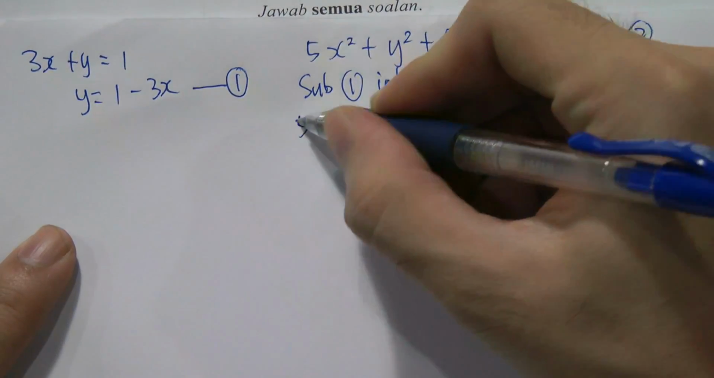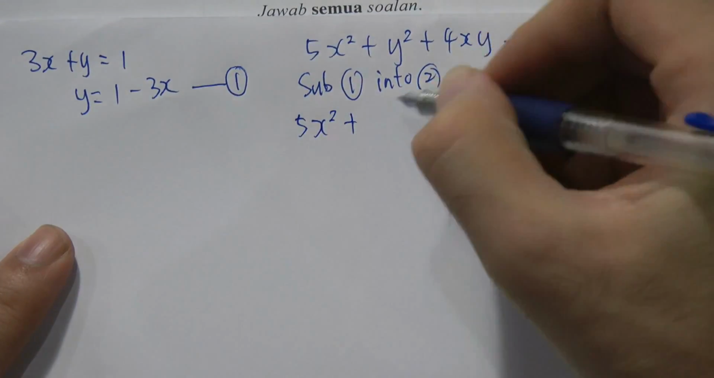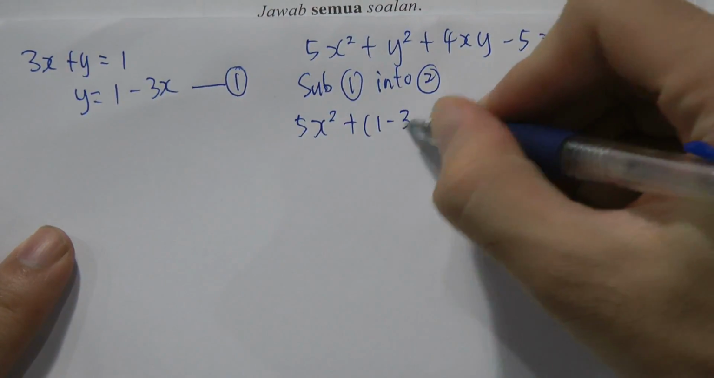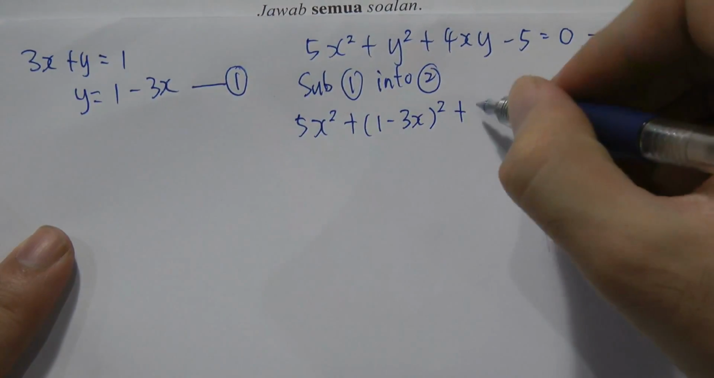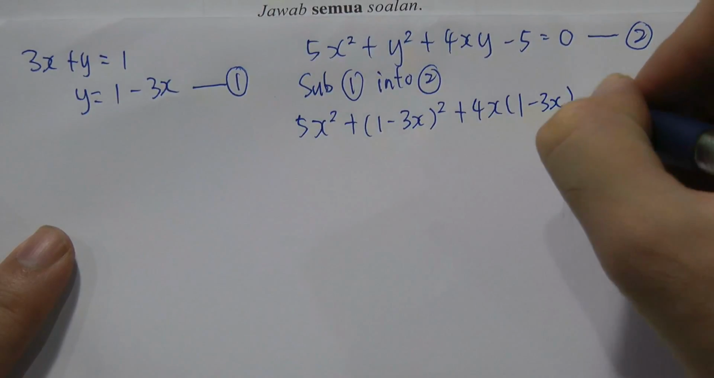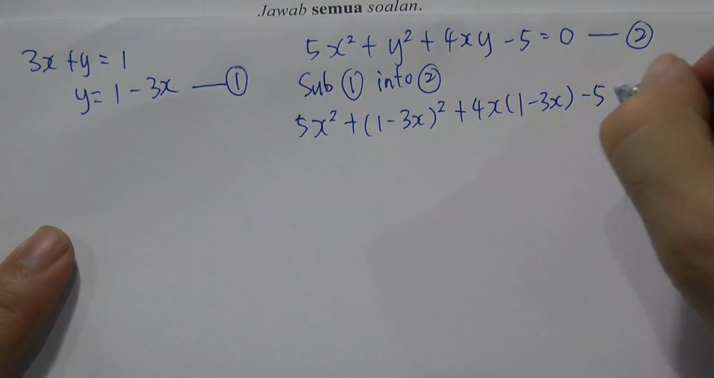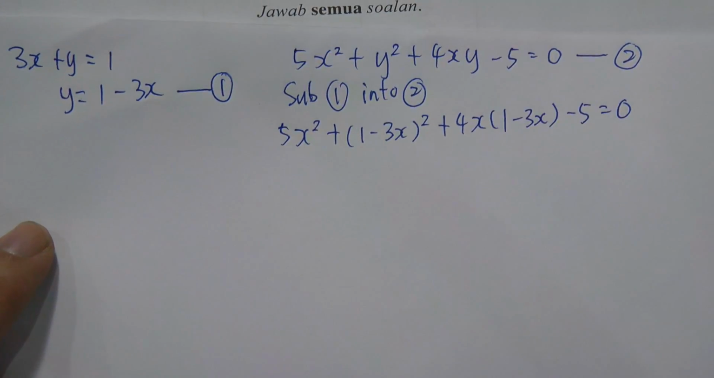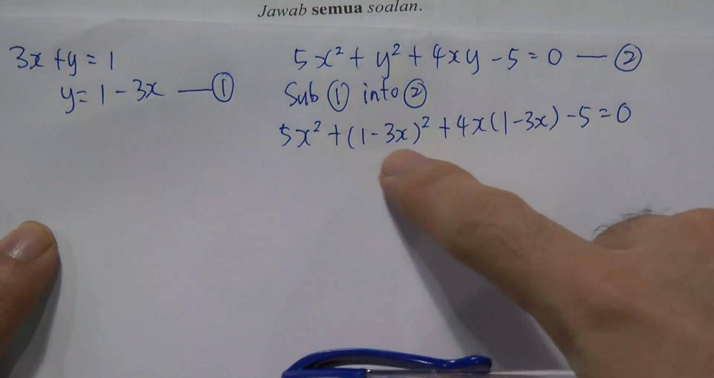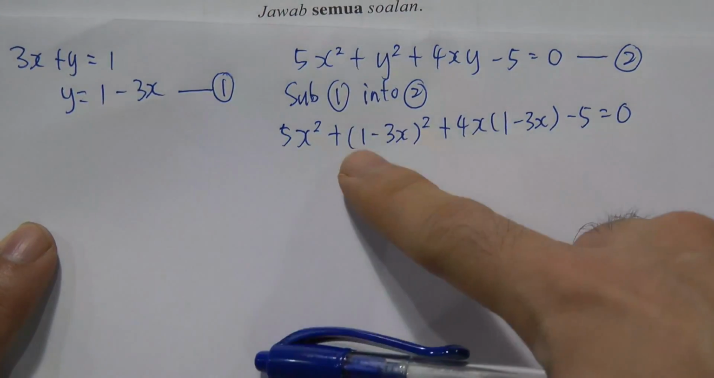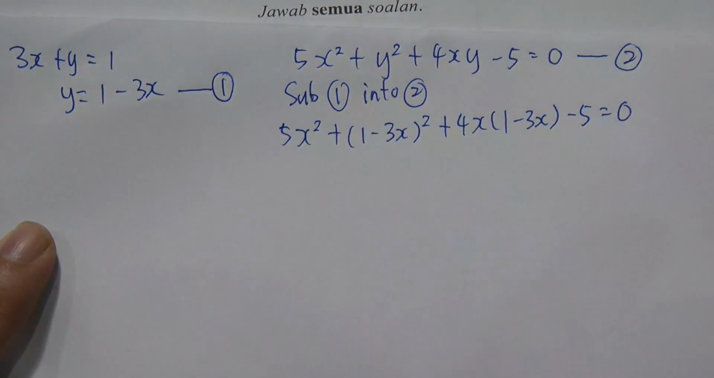So 5x squared plus y squared, where y I will substitute with 1 minus 3x, so (1 minus 3x) squared, plus 4xy, where y will be 1 minus 3x, minus 5 equals 0. I substitute all the y to become 1 minus 3x, in 4xy and y squared.